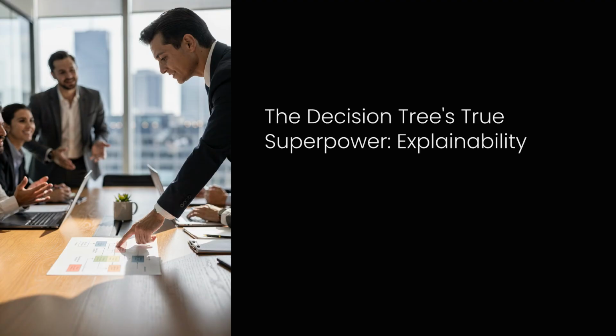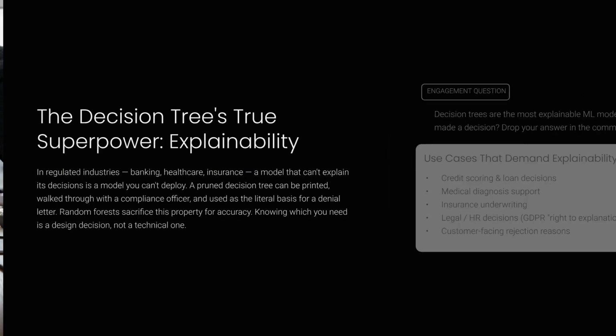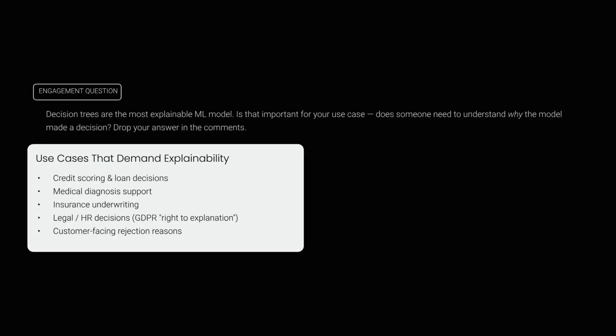The decision tree's superpower is explainability. In regulated industries like banking or healthcare, an explainable model is often mandatory. A pruned tree can be audited and used as a direct basis for a decision, a property random forests sacrifice for accuracy. Use cases demanding explainability include credit scoring, medical diagnosis, and legal decisions.